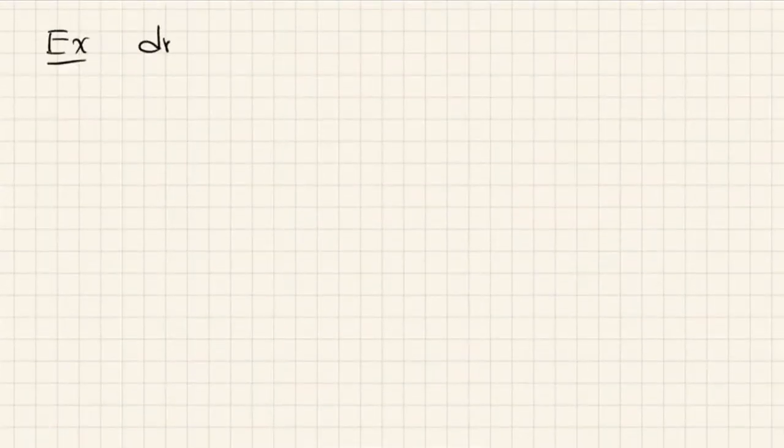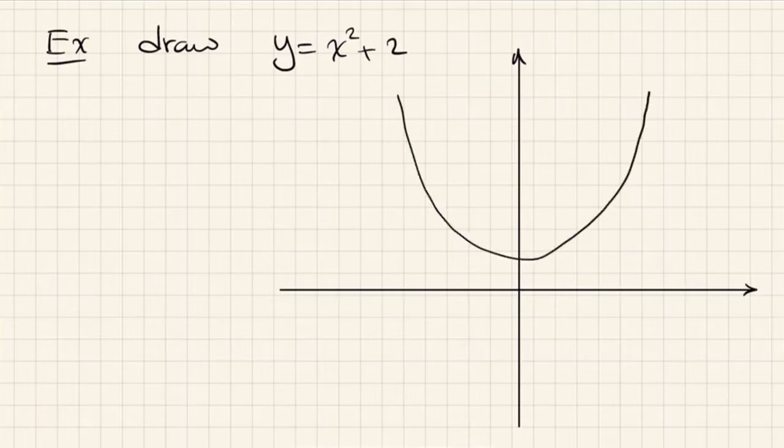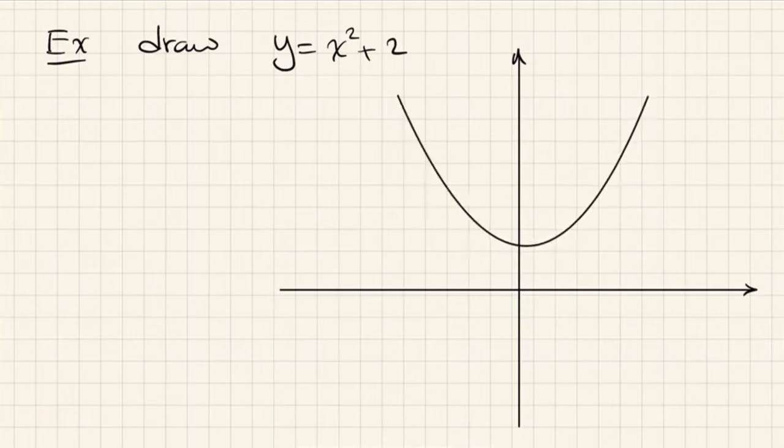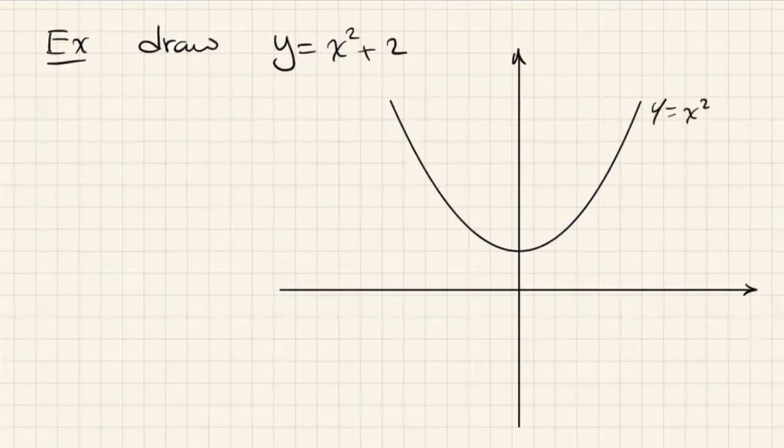Now, for example, let us see an example. Draw y equals x squared plus 2. So you are drawing y equals x squared plus 2. It will be like this. Okay, this is the graph of y equals x squared plus 2.